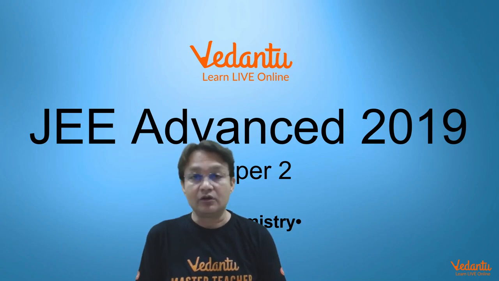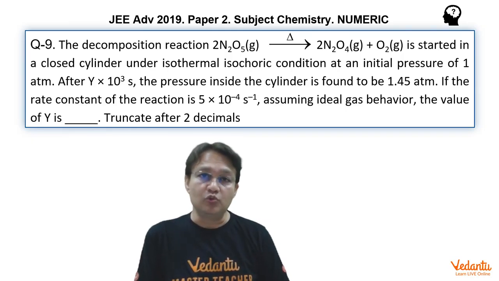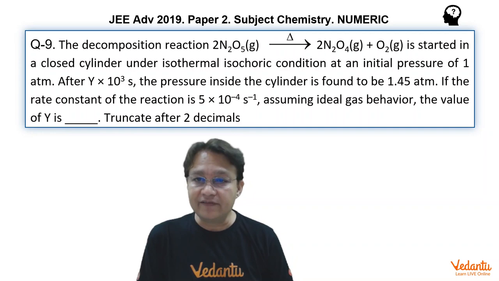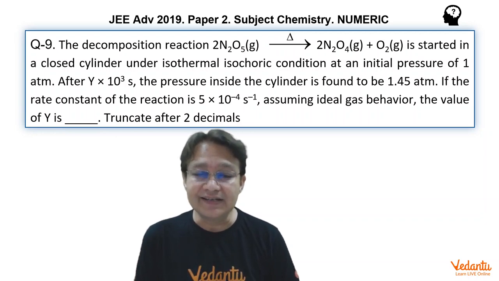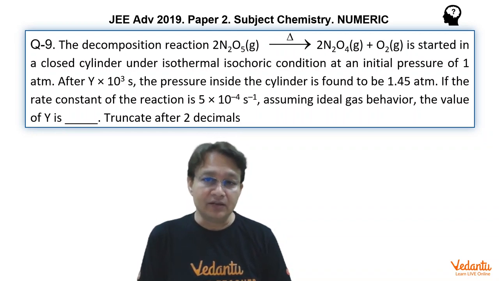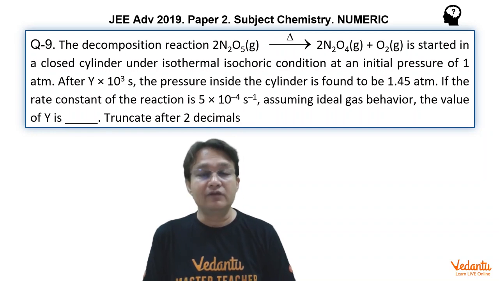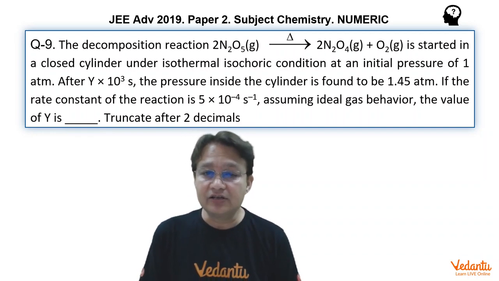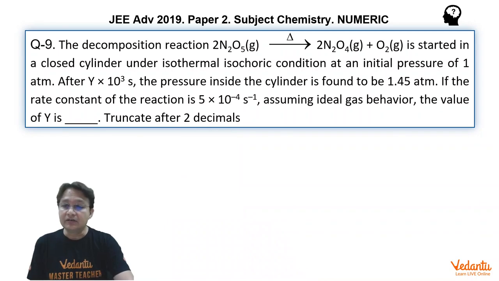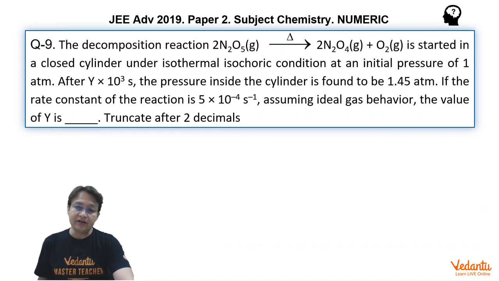So let's start solving a question which has been asked in paper 2 and the question belongs to chemical kinetics. In this question, decomposition of N2O5 is taking place and the equation for this is twice of N2O5 is breaking into twice N2O4 plus O2 in a closed container, cylinder, in fact, in isothermal isochoric conditions at an initial pressure of 1 atm. After y into 10 to the power 3 seconds, the pressure inside the cylinder is found to be 1.45 atm. And if the rate constant of the reaction is 5 into 10 to the power minus 4, assuming ideal behavior, the value of y is, we have to calculate the value of y and truncate after 2 decimals.